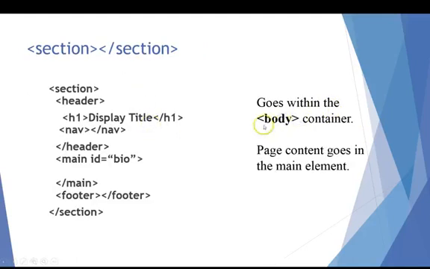Okay, here's this section. As I mentioned, this is going to go completely within the open and closing body tag. So we have section, and that's a complete container. And then within section, we have a header, a main, and a footer. Most of our content is going to go here in the main. What we'll have in the header is a display title that usually corresponds to the title of the page. And this is done with a level 1 heading. We'll talk about that more in a minute.